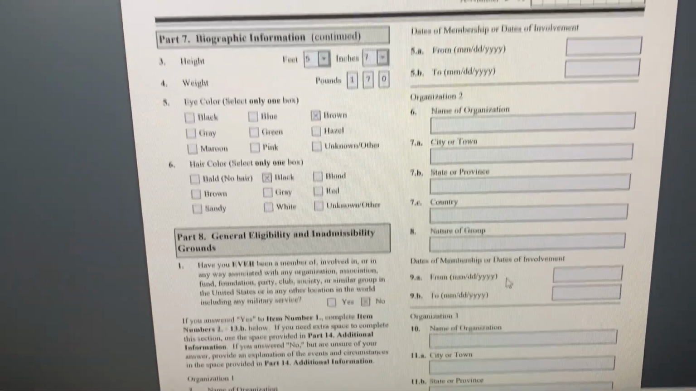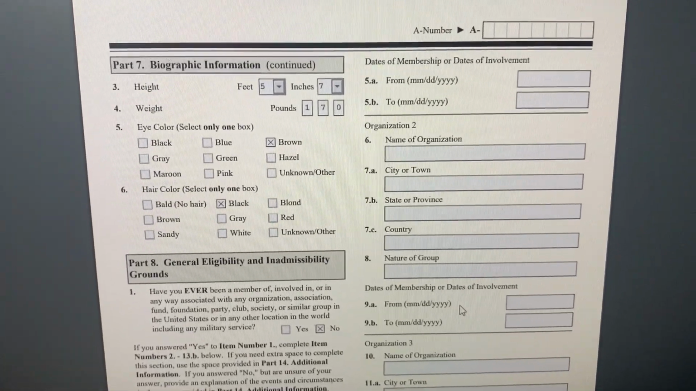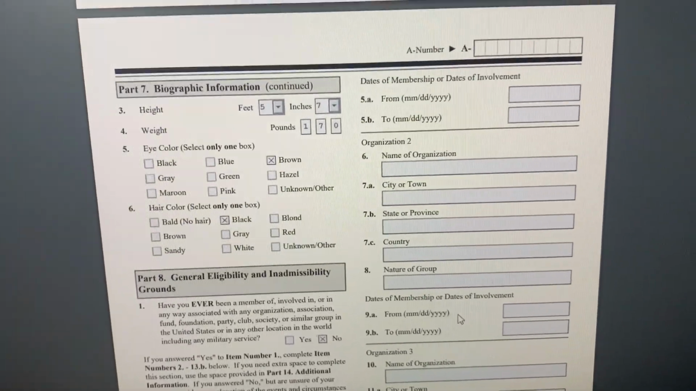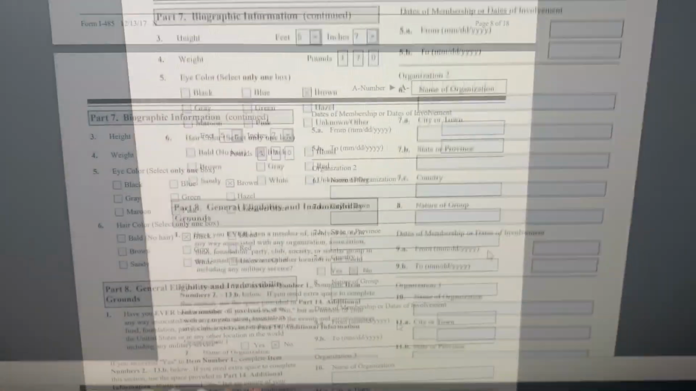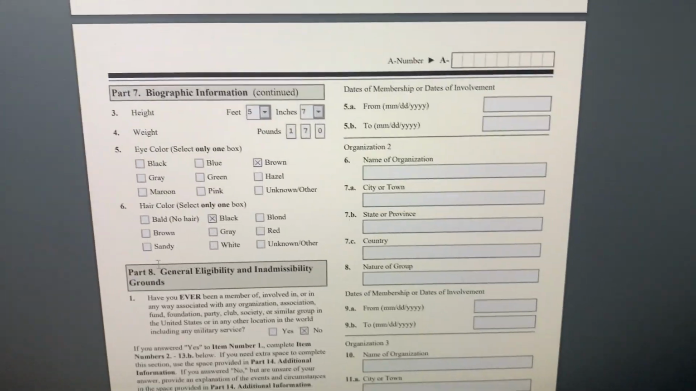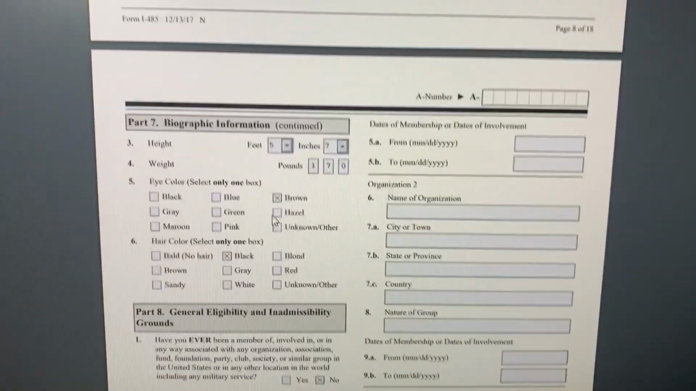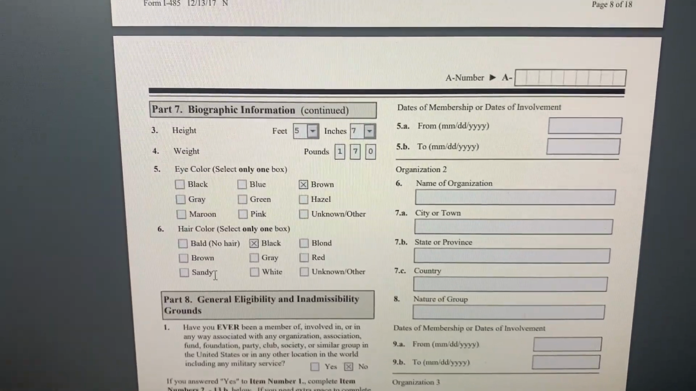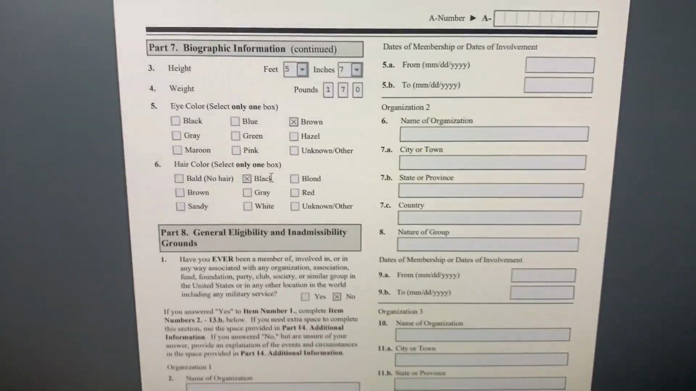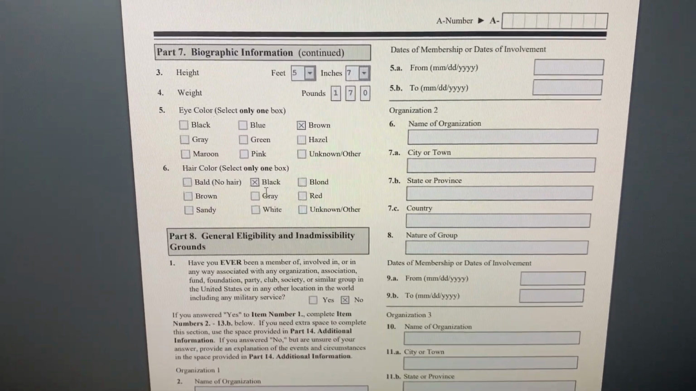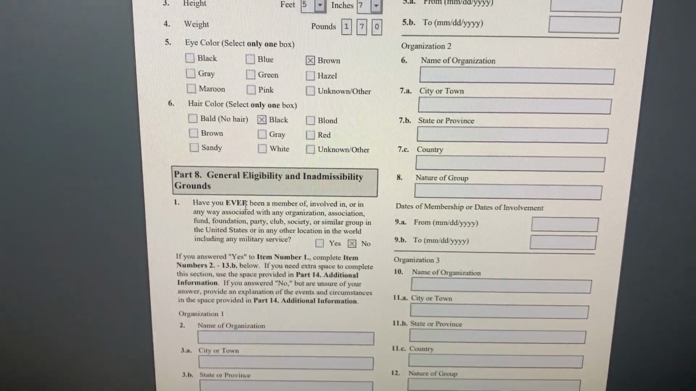So page 9, biographic information. Height 5 feet 7 inches, weight 170 pounds, which is not how I actually weigh. I'm just too embarrassed. Eye color, I'm Filipino, so I put brown. Hair color, black. So that's pretty much it for the bio info. And part 8, general eligibility and inadmissibility grounds.